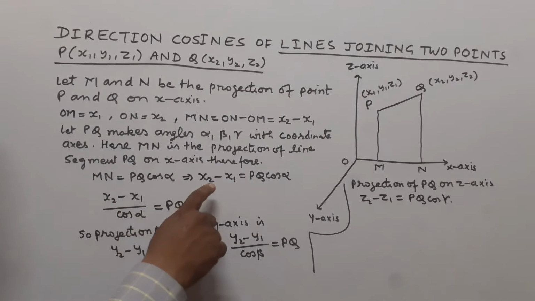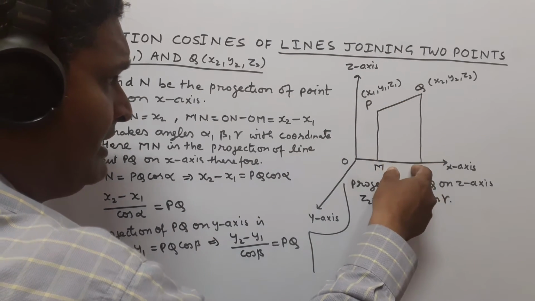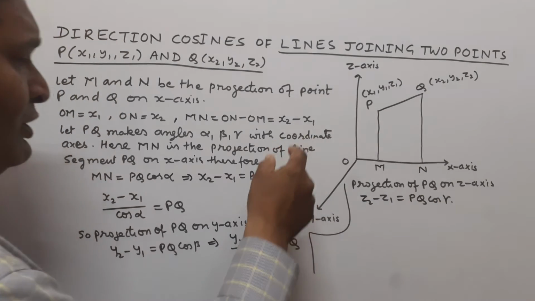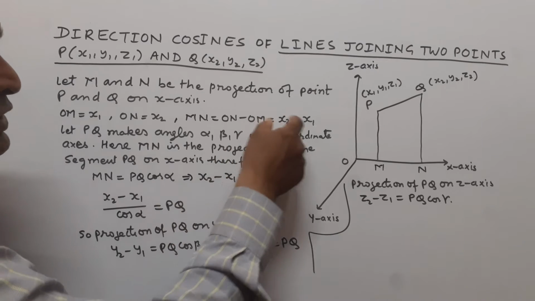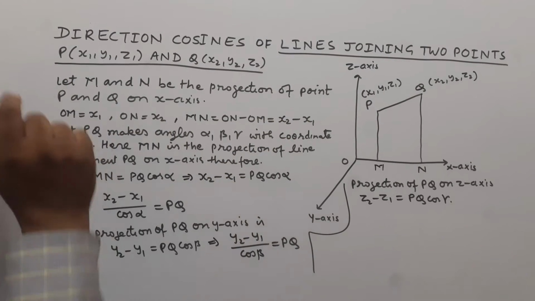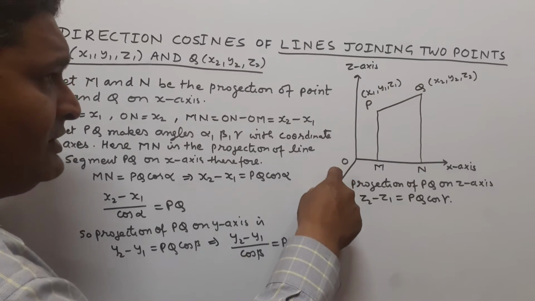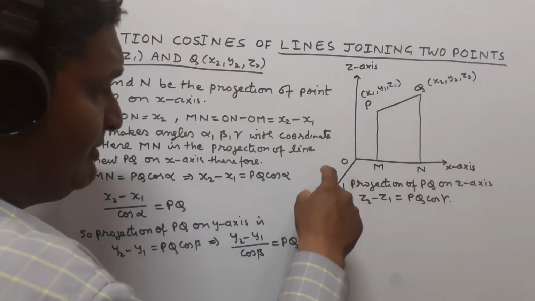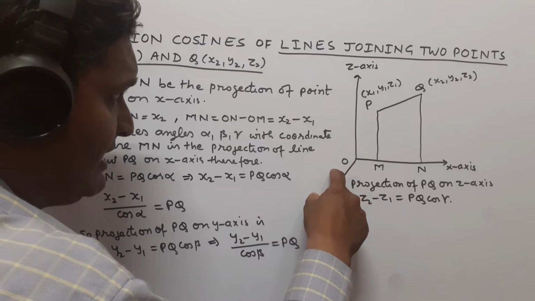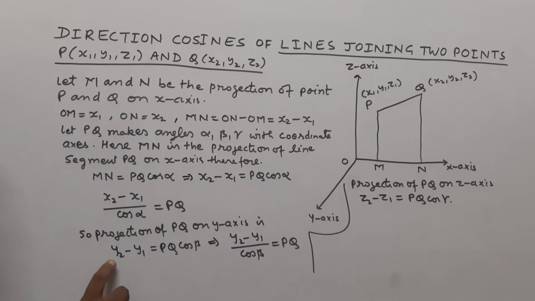Here we can see that the projection of PQ on the x-axis is MN, and this MN is equal to PQ cos alpha, where MN is equal to x2 minus x1. Similarly, we find the projection of PQ on the y-axis and z-axis. We know that PQ makes angle beta with the positive direction of the y-axis. So the projection of PQ on the y-axis is y2 minus y1 is equal to PQ cos beta.